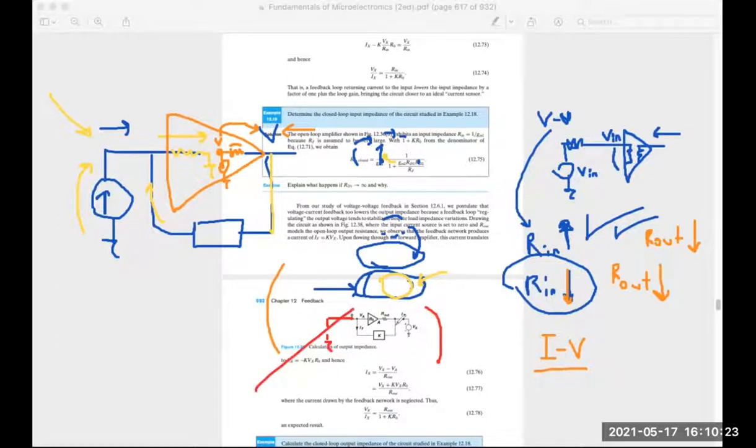This is the circuit. We need to find Vx over Ix. So this is called Va, and you write Va as K Vx, R out minus. So Vx minus that divided by R out.